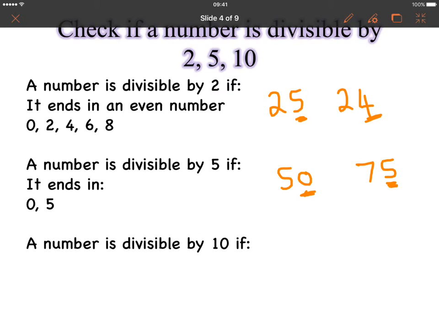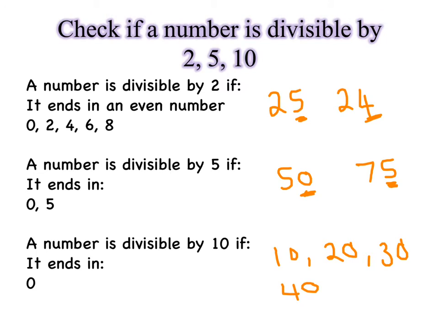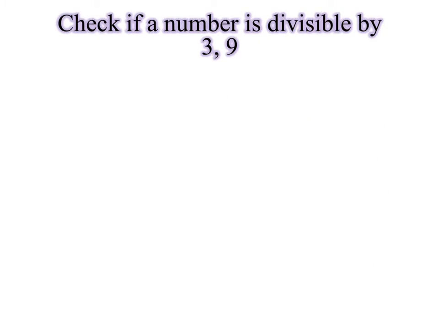A number is divisible by 10 if the last digit is a 0, and therefore anything in the 10 times tables will be divisible by 10. This will include 10, 20, 30, 40, and so forth. It's really important to check for divisibility before you start dividing, because it can save you a lot of hassle.